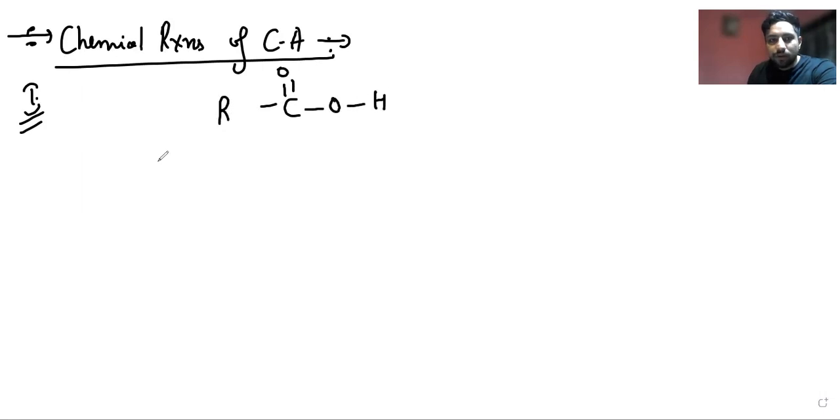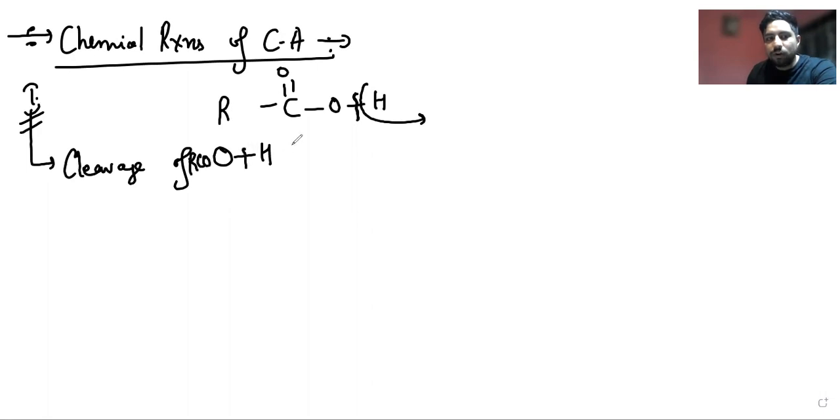O and H. Okay. In the first type of chemical reactions of carboxylic acid, we will study when the O and H bond dissociates, when H positive is released, the reaction which involves cleavage of the OH bond. Okay. When the cleavage of the OH bond is happening in RCOOH, those chemical reactions we have to study in this video.